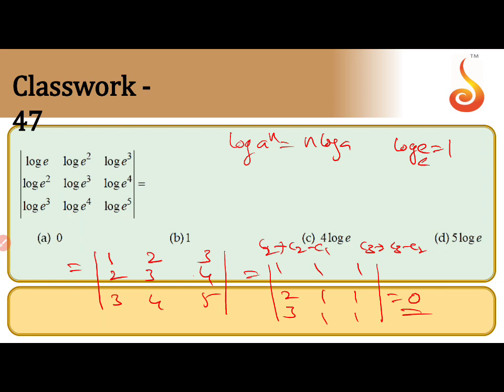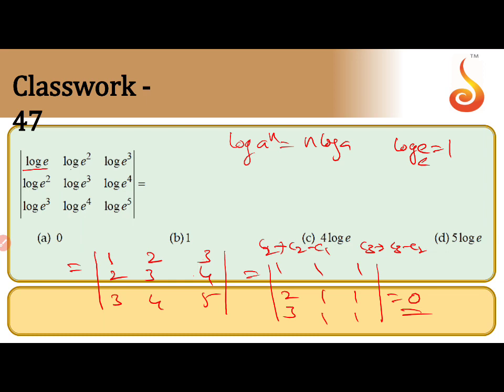And one more point you can remember: if all the elements differ by 1, 1, 1, the value of the determinant is 0 only. So observe here, one difference, one difference, one difference, one difference. That means in this case, the value of the determinant without solving, you can take it as 0 only. I hope this is clear.